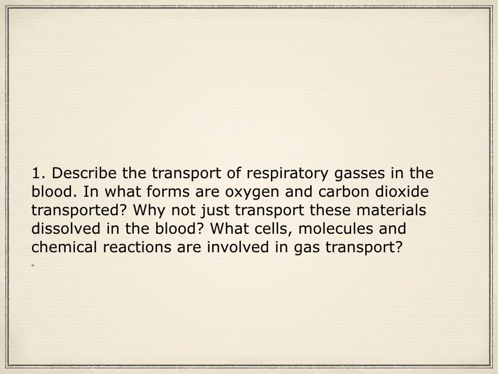So the first question is describe the transport of respiratory gases in the blood. In what forms are oxygen and carbon dioxide transported? Why not just transport these materials dissolved in the blood? What cells, molecules, and chemical reactions are involved in gas transport? Okay, so this is out of chapter 22, the respiratory system. I have a couple really nice PowerPoint slides on these that explain one for carbon dioxide, one for oxygen, I think in the first or second lecture here.